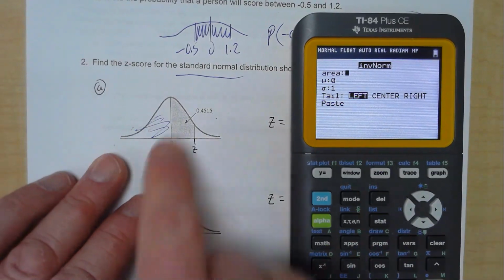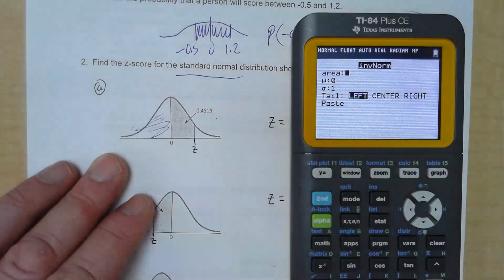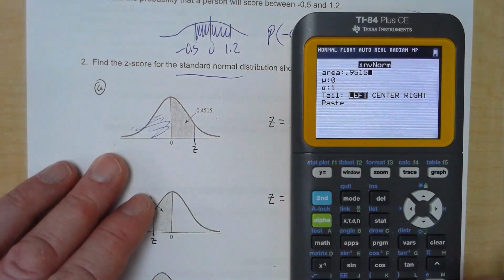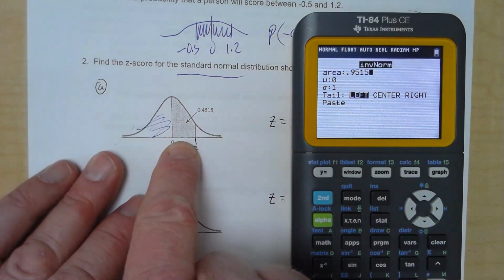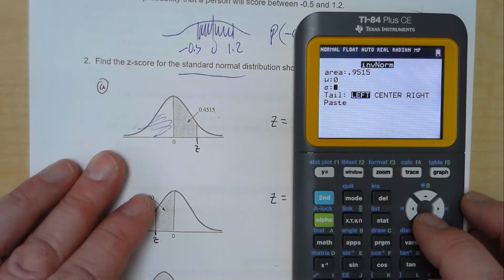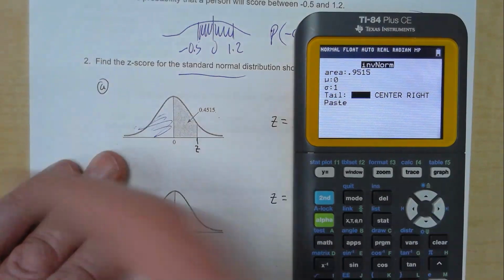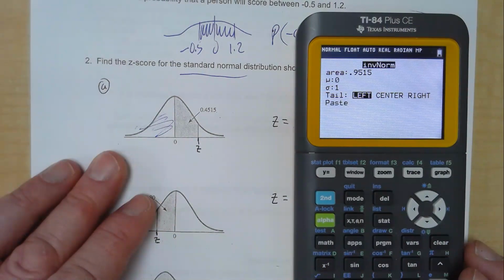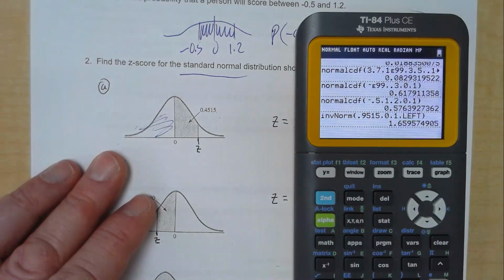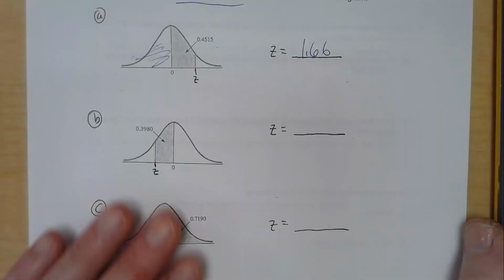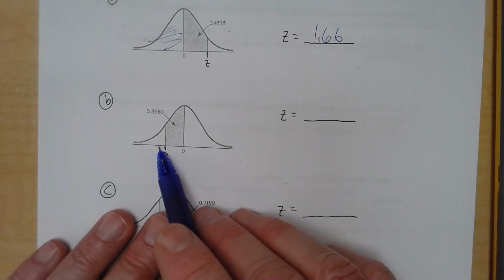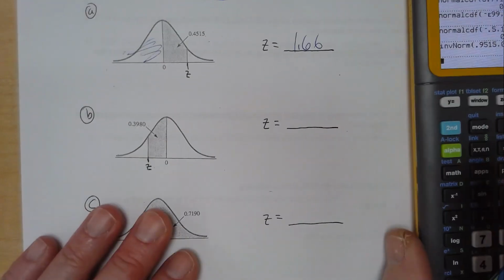So the area is going to be .9515, because I'm going to add that 50% on. Plus that would be the .9515. 0 and 1, and I want it to the left. So the table rounds. I got 1.66, so 1.65, yeah, 1.6595. Okay, this z-score is negative because it's over here. All right.